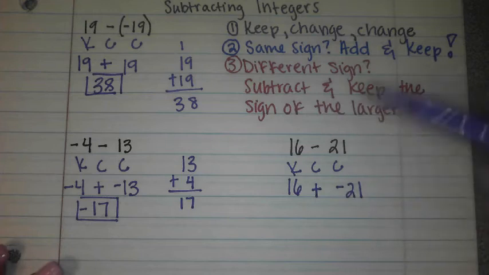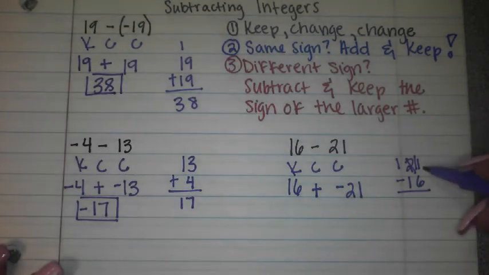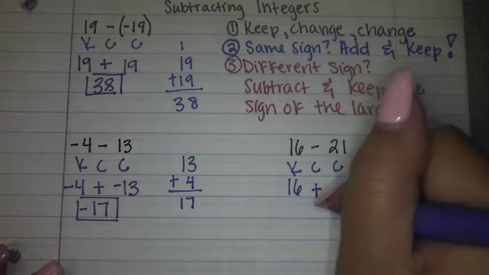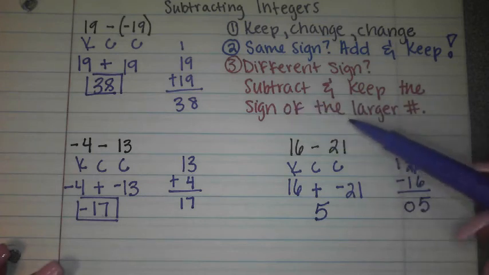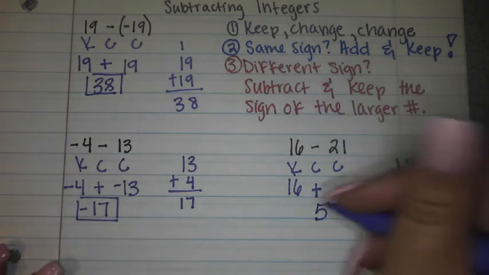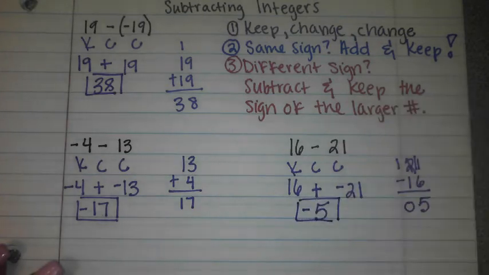My next step is to subtract, so I'm going to do 21 minus 16. Borrow from the 2, that becomes 11 minus 6 gets me 5. 1 minus 1 gets me 0. My answer is 5. I'm going to check the rule. It says, and keep the sign of the larger number. The larger number is negative 21, so my answer is negative 5.